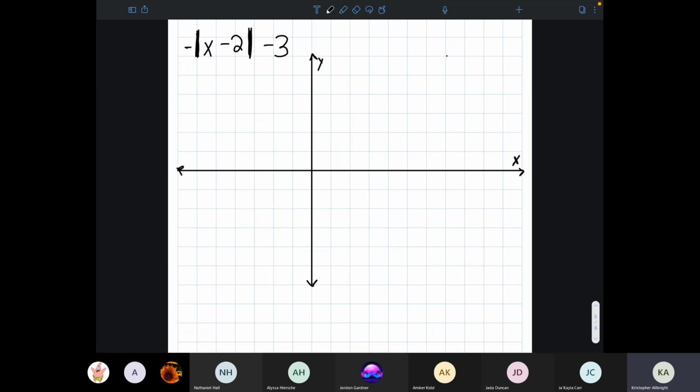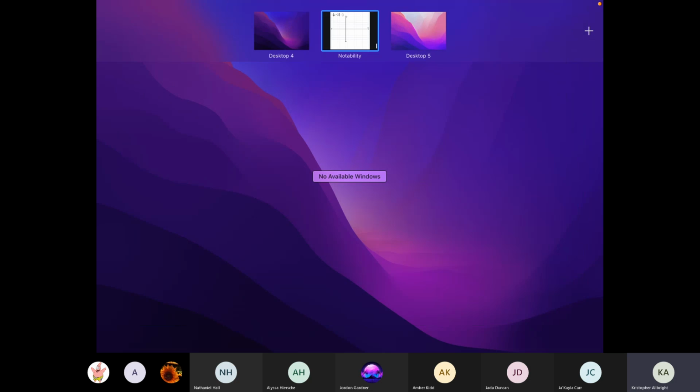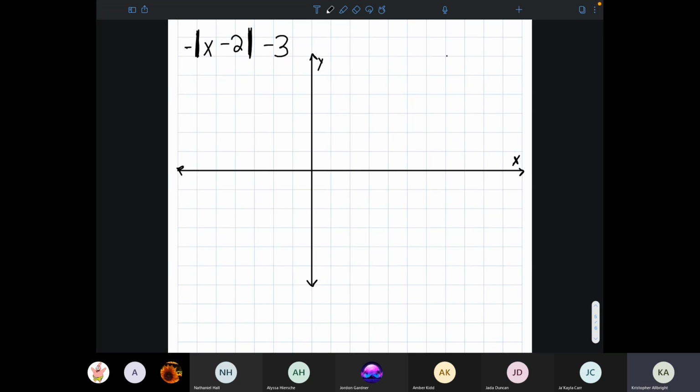Let me work it. Okay, so time to work it. I haven't worked it yet. Okay, so the first thing that I see is on the inside here, we have a negative 2, which means that I will move right 2. So I'm going to move right 2. Here, I see that I'm moving down 3. So 1, 2, 3. So this would be my vertex, which would be 2, -3.